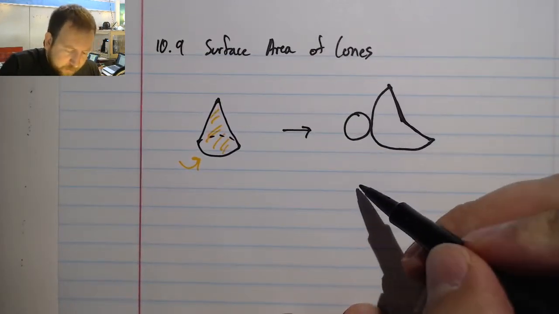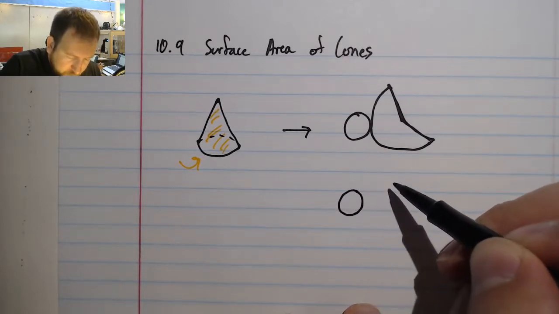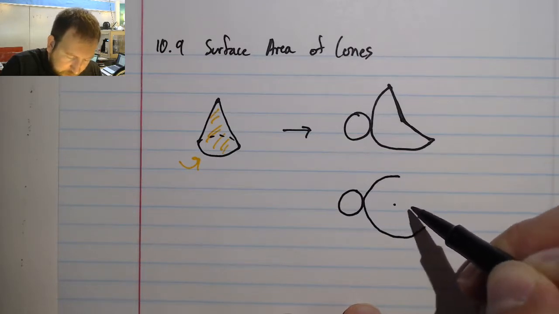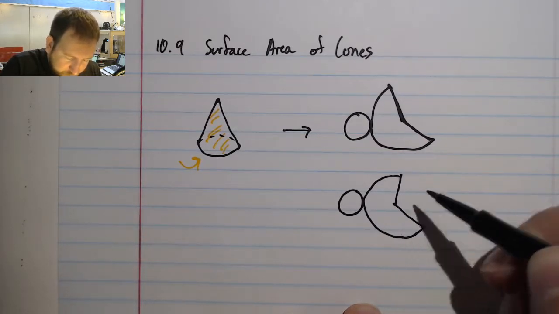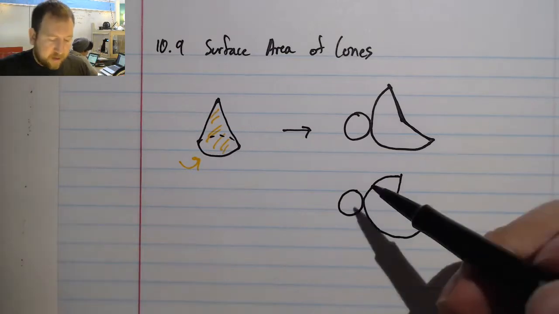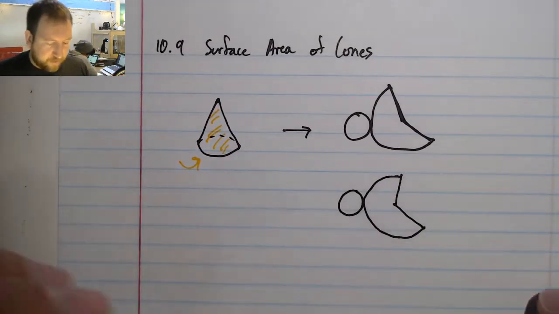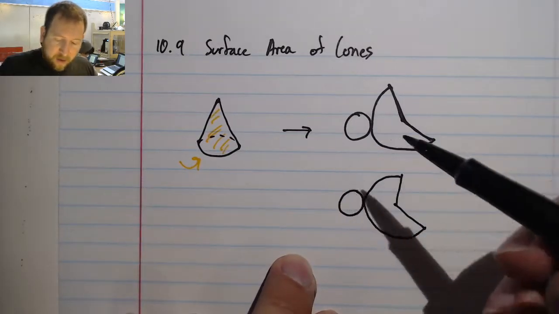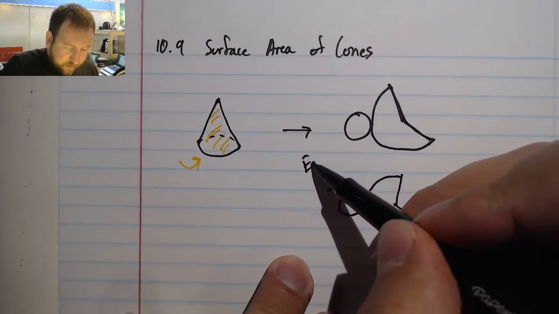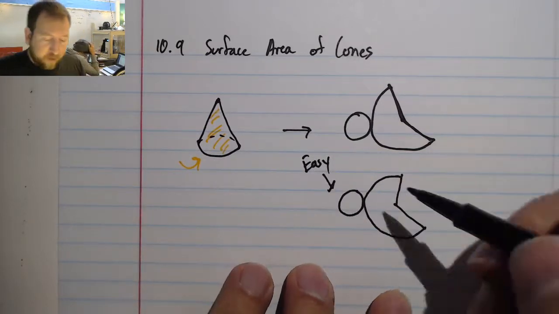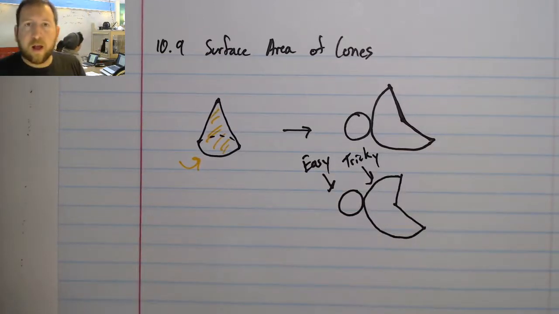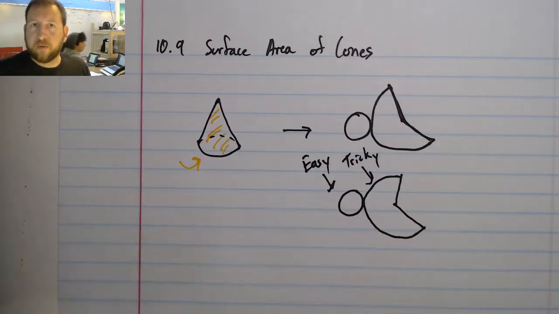Let me try to do a little bit of a better one. Circle. And then this should be very circular. And then this part should be more straight. It's kind of like a big Pac-Man attached with a little tiny circle next to it. In this case, we're going to need to find the area of these two pieces to add them up. And this piece is easy because we know how to find the area of a circle, but this piece is kind of tricky, and we're going to have to use another formula that we haven't talked about before in order to find what we need for that section.